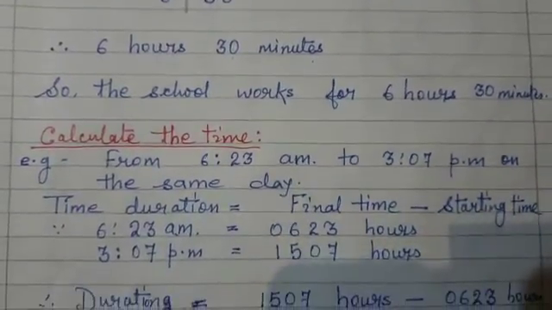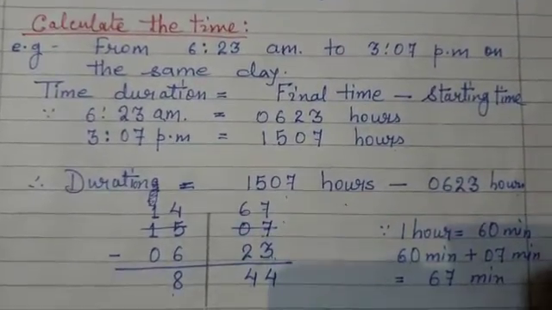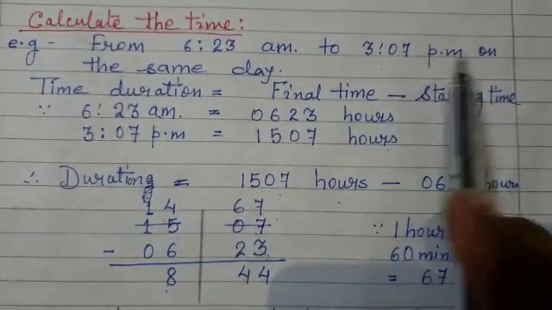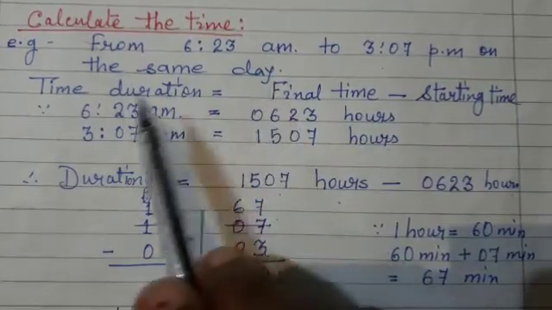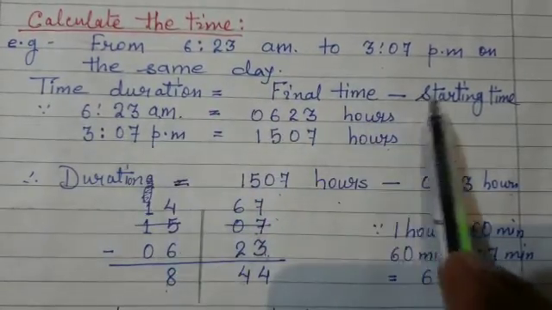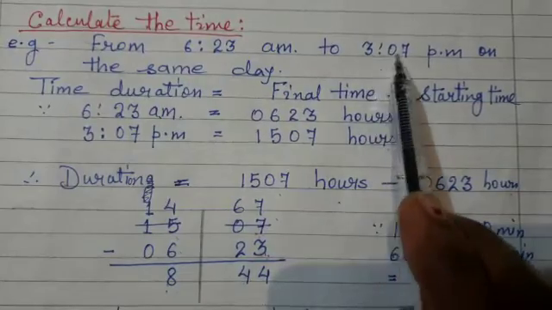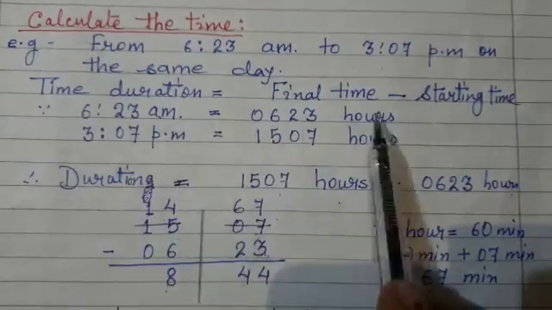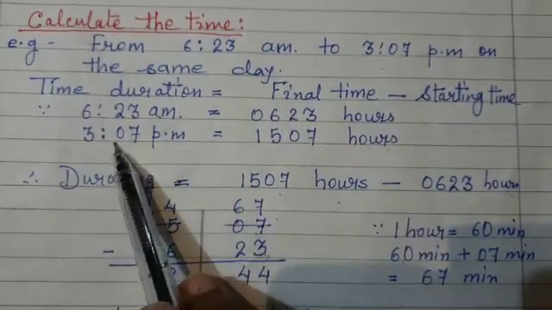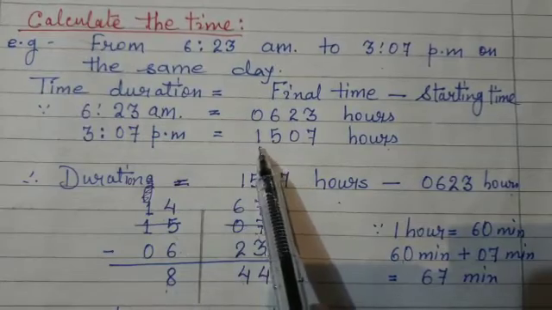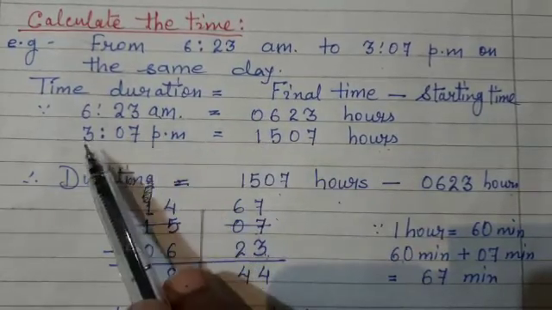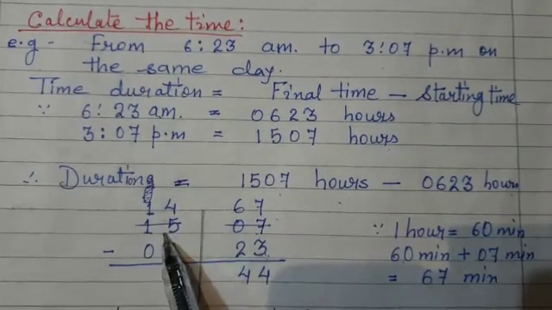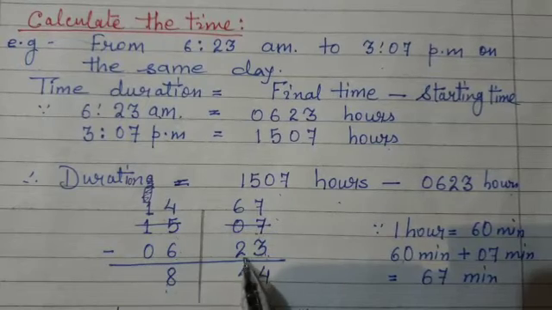Look at another example. Calculate the time. You have to calculate the time from 6:23 am to 3:07 pm of the same day. So time duration is equal to final time minus starting time. Here the final time is 3:07 pm and the starting time is 6:23 am. So 6:23 am in the 24-hour clock is 0623 hours, and 3:07 pm in the 24-hour clock system is 1507 hours. PM means 12 plus 3, so we get 15. Therefore the duration is equal to 15:07 minus 06:23.